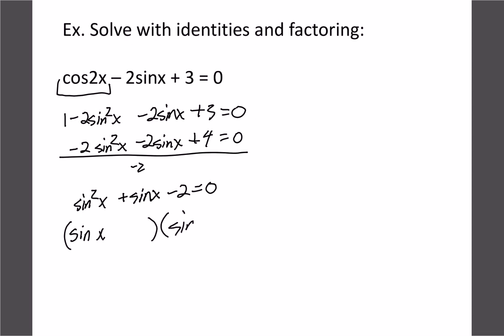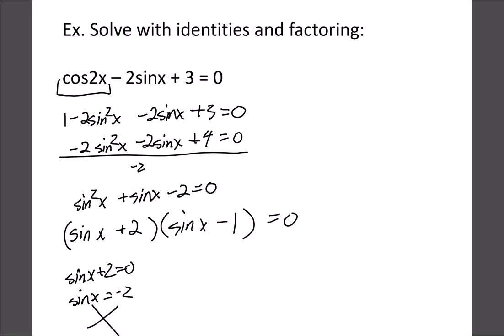We should get two numbers that multiply to negative 2 and add up to 1, so plus 2 and minus 1. And we're done, so our two equations should be sine x plus 2 equals 0, which would be sine x equals negative 2, and that doesn't exist. The sine is never larger than 1 or negative 1, so that one has no solutions. So all we have left is our other one, so sine x equals 1, and that's going to occur at 90 degrees. And we're finished.